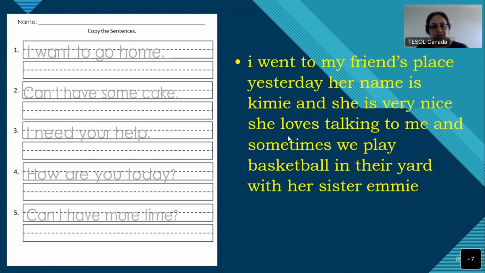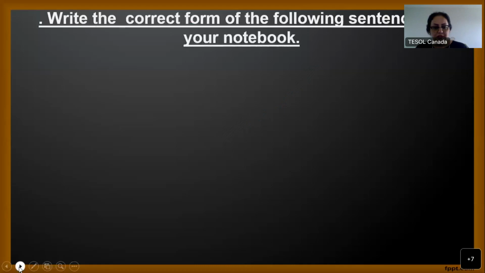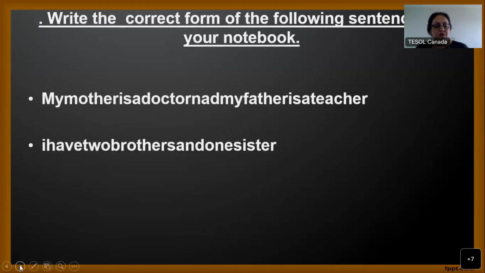Okay, and she's very nice. She loves talking to me, and sometimes we play basketball in the yard with her. So it's Kimmy, capital, period. So this kind of activity is for lower levels. Or this one. What's the aim of this activity?